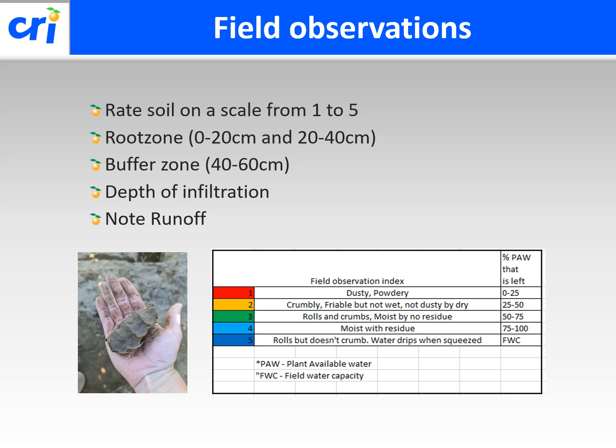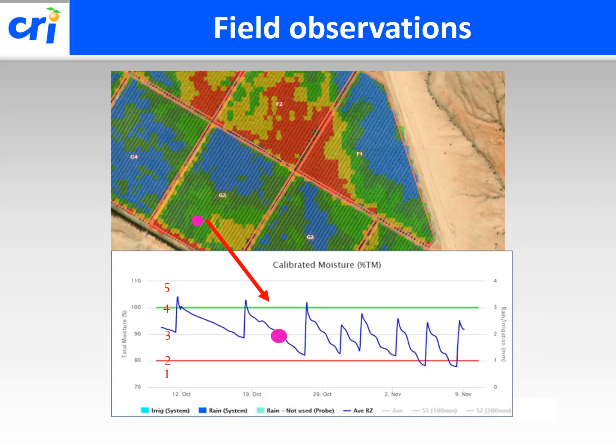On the right hand of that table is the rough estimate of the percentage of plant available water that is still left in the soil with each index level. The area in green on the NDVI indicated a 4 out of 5 during the field observation.